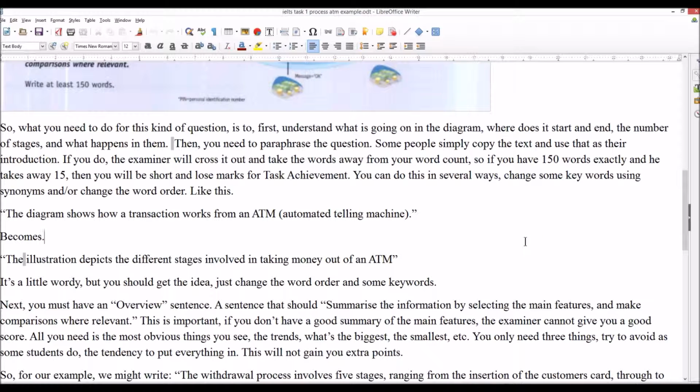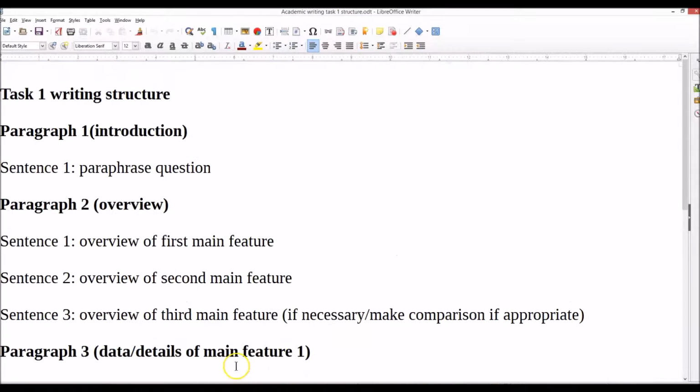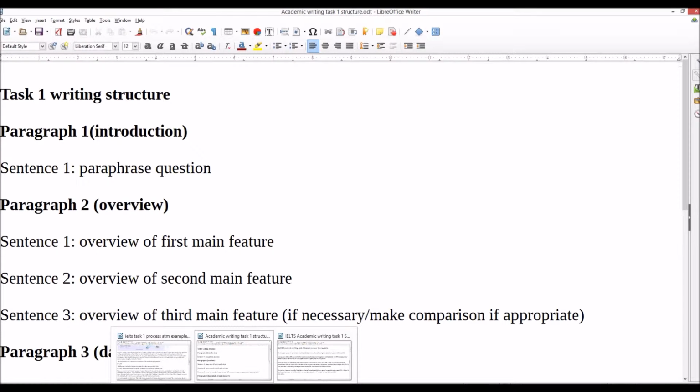So if you write on 150 words or so and they take away 15 words, you will be short. So what you have to do is paraphrase, as we said. You've got to paraphrase. Every question you paraphrase.